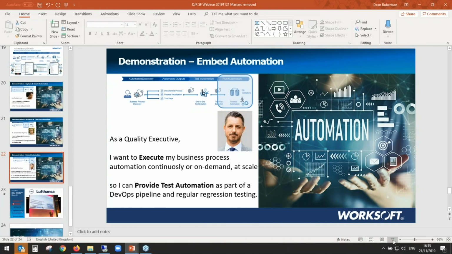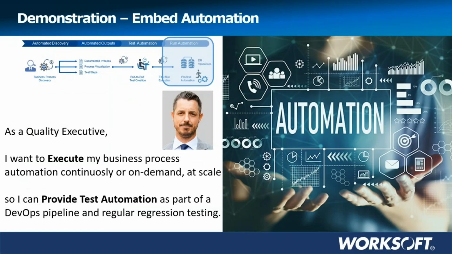Now, the final thing I want to really talk about is embedding the automation. We want to make the automation available to be executed wherever it needs to be executed, whether that's part of the DevOps pipeline, something that happens overnight as part of a regular regression test. It's important that this automation is available and used as and when it's needed. You only get the value from automation when you run it. So we want to be running it as much as possible.